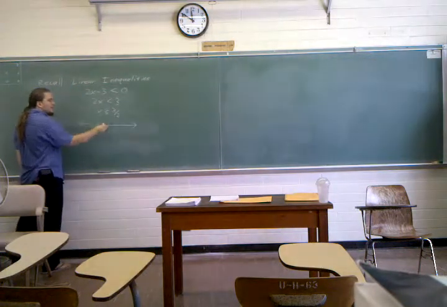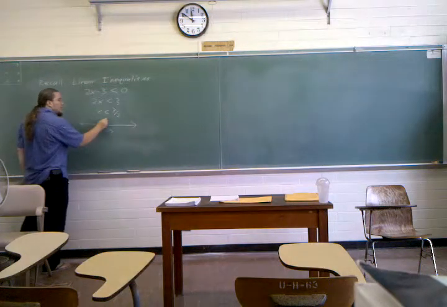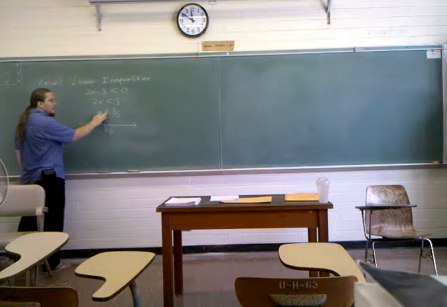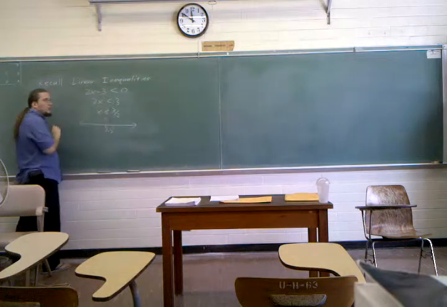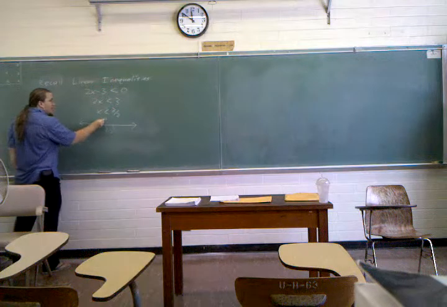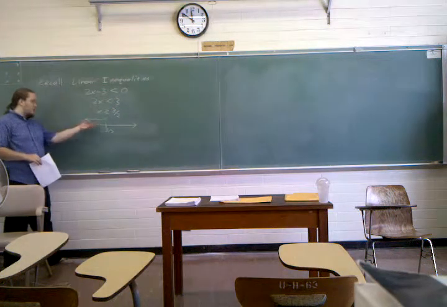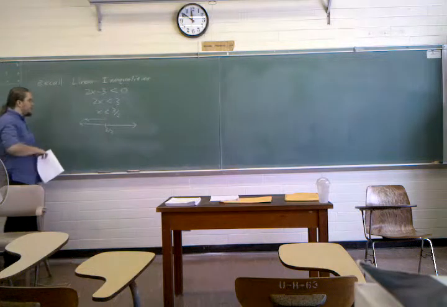So x is less than 3 halves. We put 3 halves here. We don't include 3 halves because we don't have an include symbol. This is a strict less than, not a less than or equal to. And then we include all the numbers to the left. So we use a line to represent including all those extra numbers.